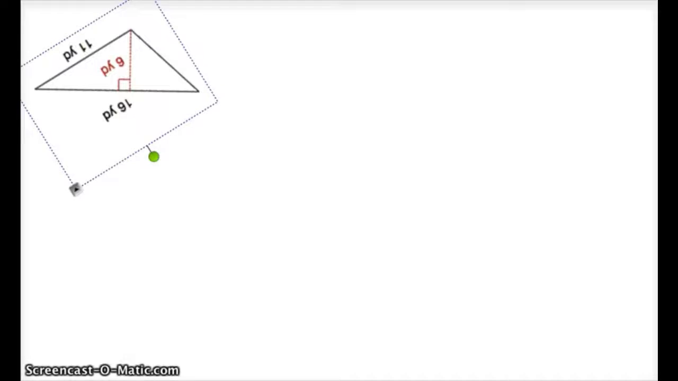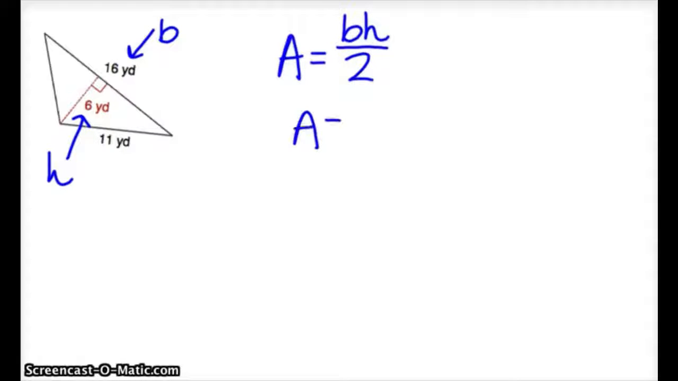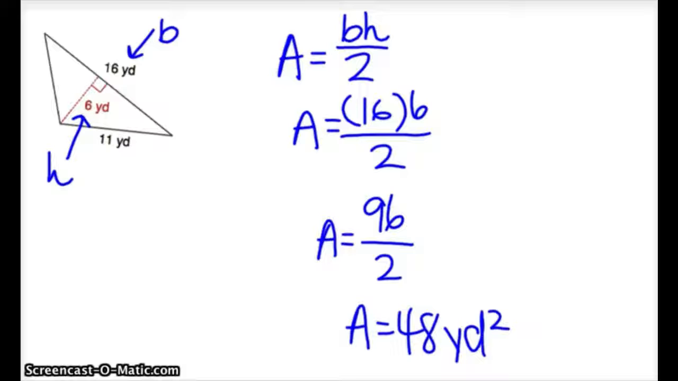So my 16 is going to be my base, and 6 is going to be my height. So the area formula is base times height divided by 2. My base is 16. My height is 6. I'm going to divide this by 2. So 16 times 6 is going to give me 96. If I divide that by 2, I get area equals 48 yards squared.